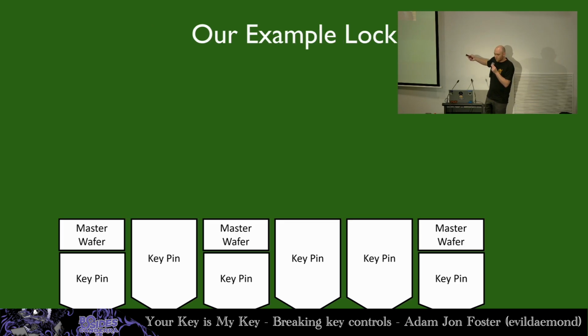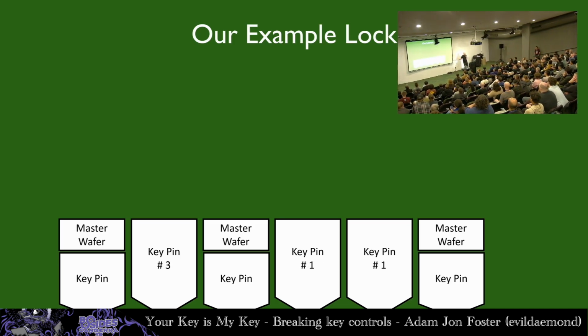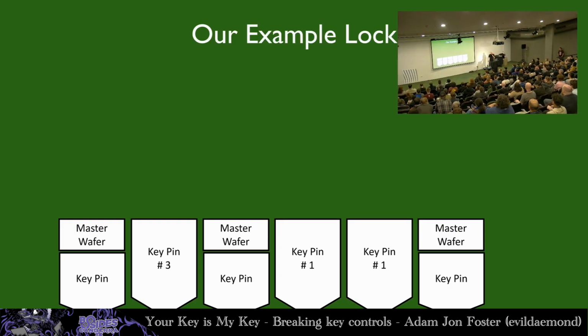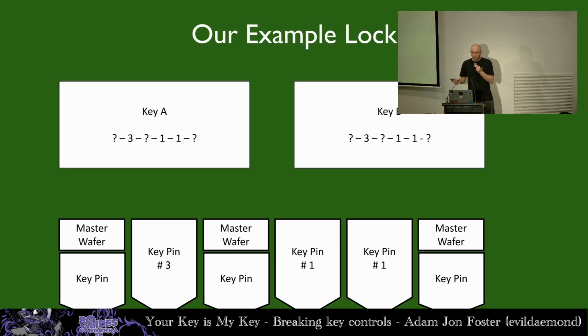So, in an example lock, we might have something like this. We've taken it apart and we've got these key pins down here that we know line up perfectly, these ones over here, which we don't know the value of, and the master wafers up here. So, from that we know key A has a 3 cut, a 1 cut, and a 1 cut in those positions, and key B also has those cuts as well.